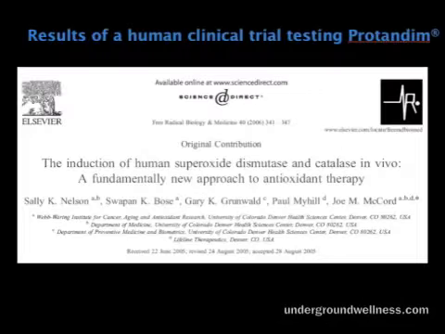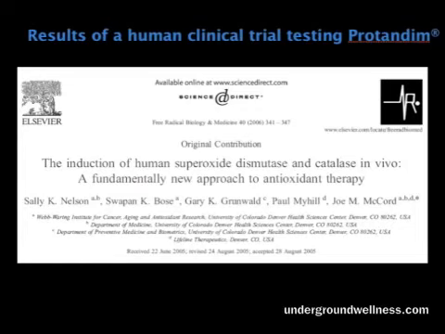So this is the first paper that we have on Protandim, which is it says the induction of human superoxide dismutase and catalase in vivo. And I want to point that out, in vivo, very, very important. When we're dealing with studies in vivo and in vitro, in vitro is in a very controlled environment, in a laboratory where you're controlling the environment, where we have all of the studies prior to the previous two that I just showed you were vitamin E and vitamin C studies that were in vitro in a very controlled environment.